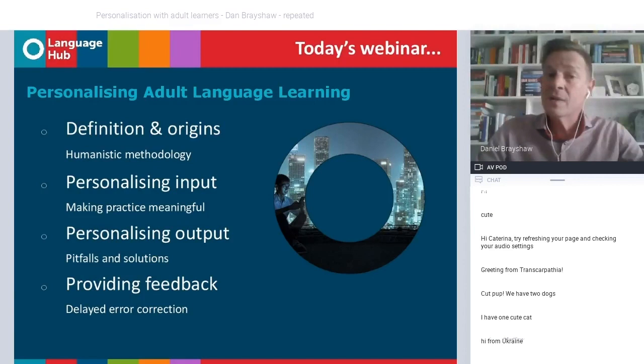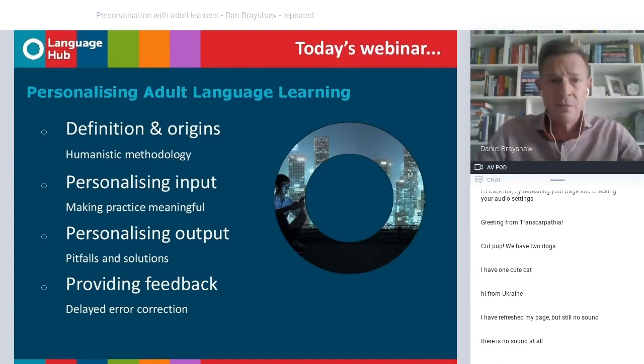We'll then go on to have a look at how we can personalize input through materials design, through carefully selecting topics. And I also want to mention how we can make even controlled practice, so language input followed by controlled practice, how that can be made student-centered and personalized.